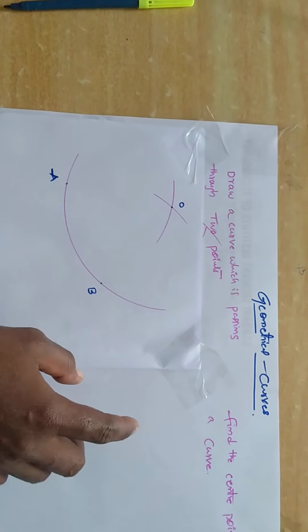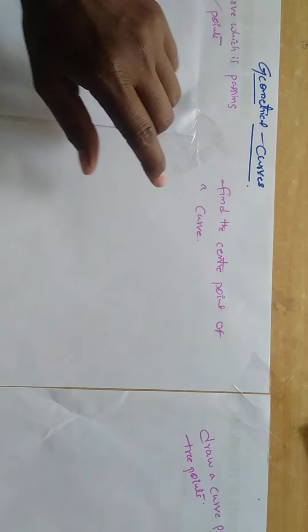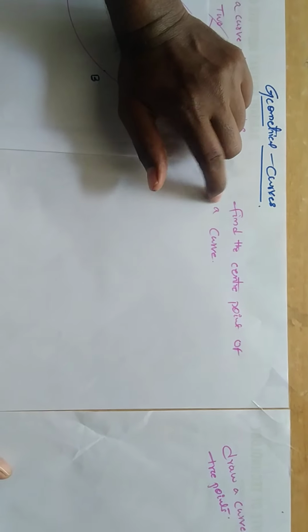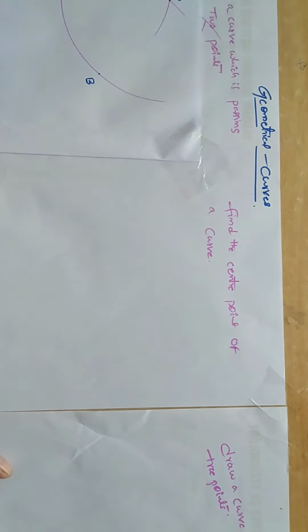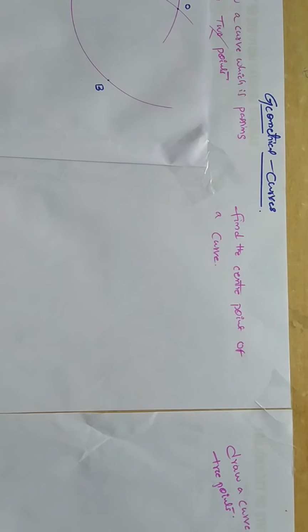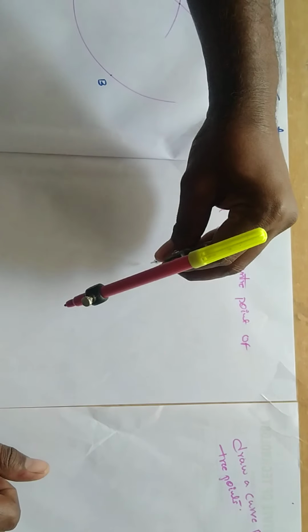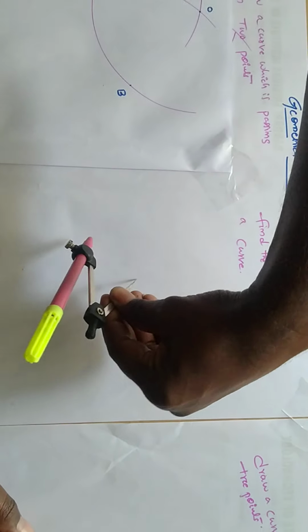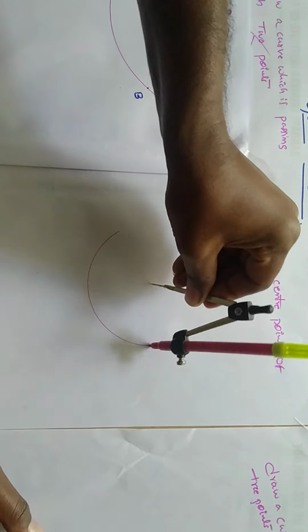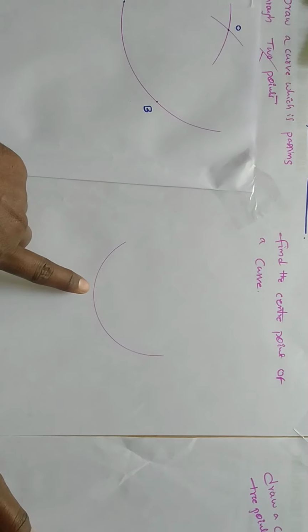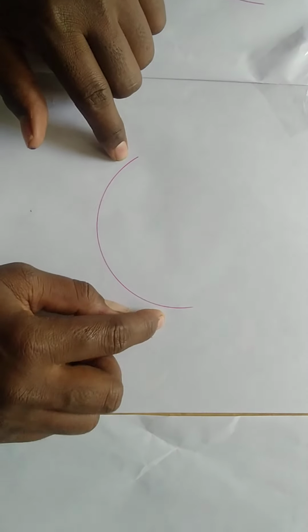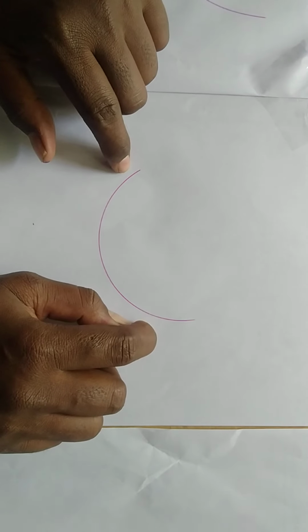The next thing is to find the center point of a curve. This is the process to find the center point of a curve. This is your curve, but you don't know the dimensions and the center.